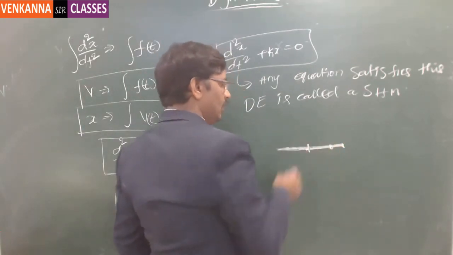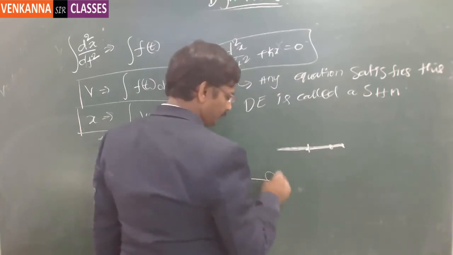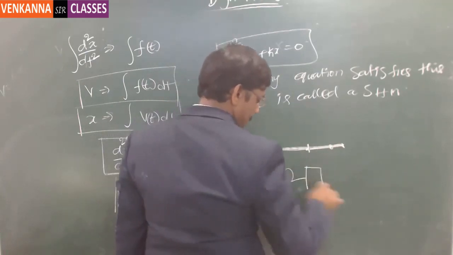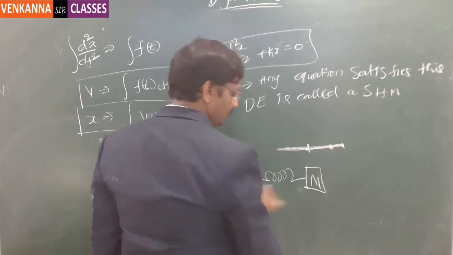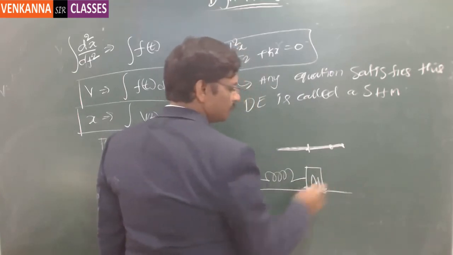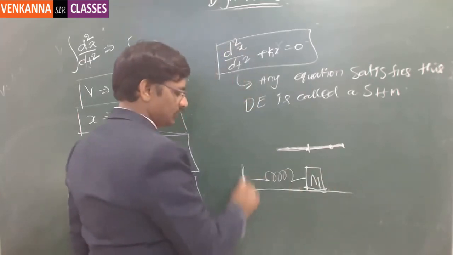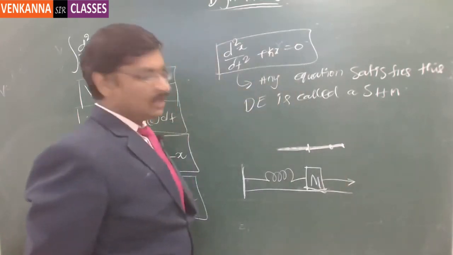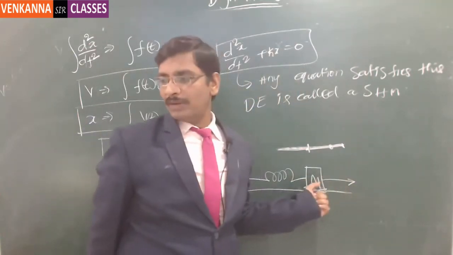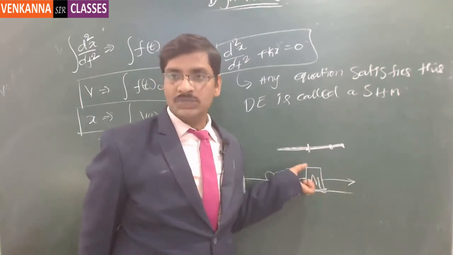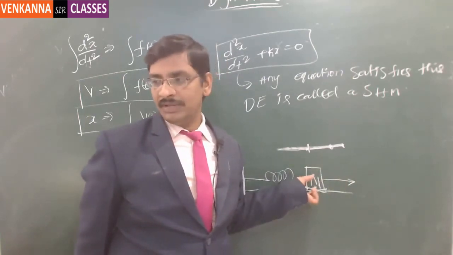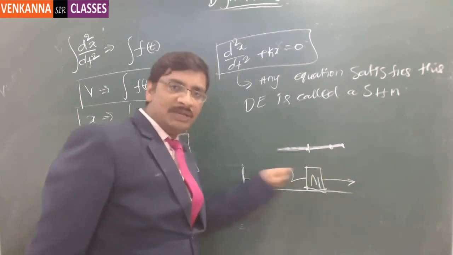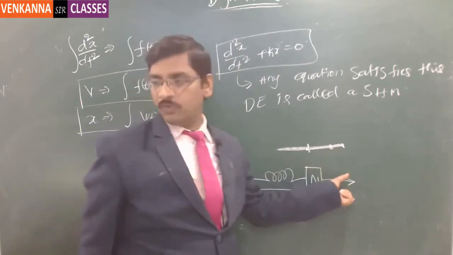Suppose I take this particular case: this is the mass of the block on the table, and there is a spring attached to it. We drag it to this point and then let it go. Now, to drag this, you have applied some force. The restoring force will always be in the opposite direction to the way you have applied the force.